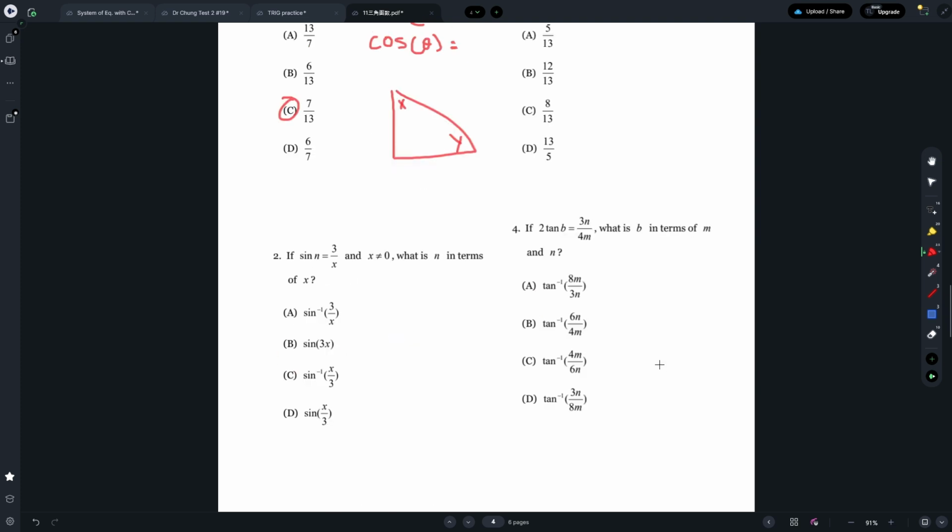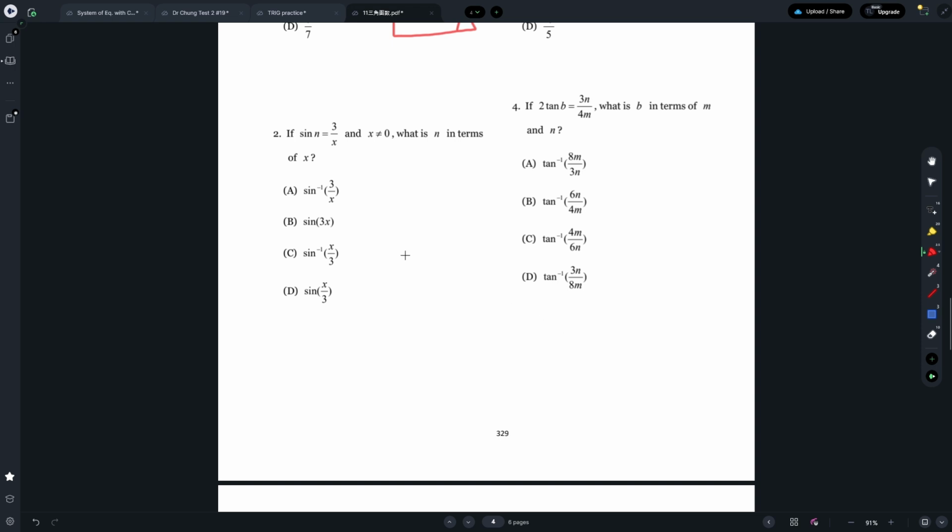Next, if sine of n equals 3 over x and x is not 0, what is n in terms of x? So x is not 0 just means that it's not undefined. In order to solve this, we need to learn about inverse sines, or inverse cosines. The thing about inverse sine, sine to the power of -1, is that if you put in the ratio, like 4/5, it'll pop out the degree.